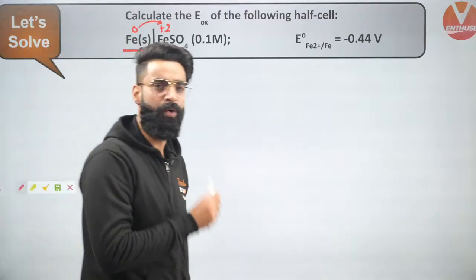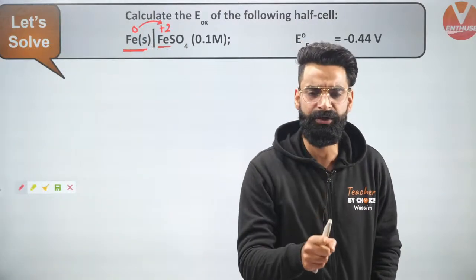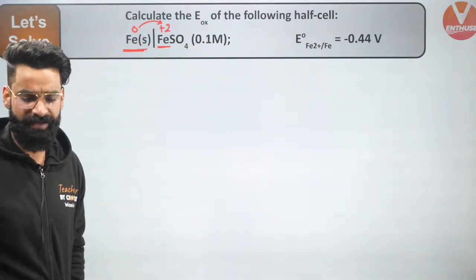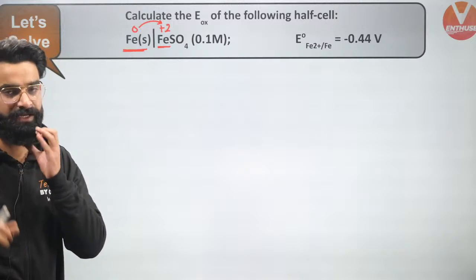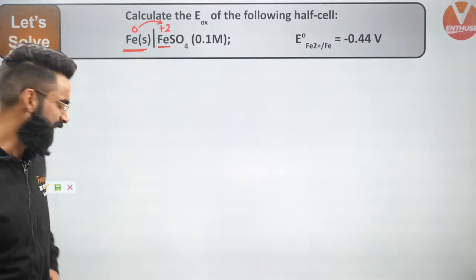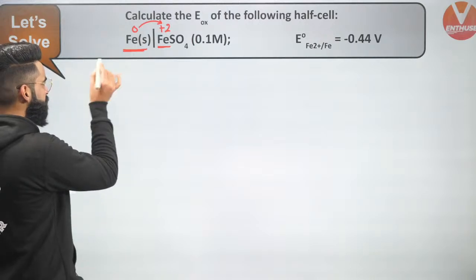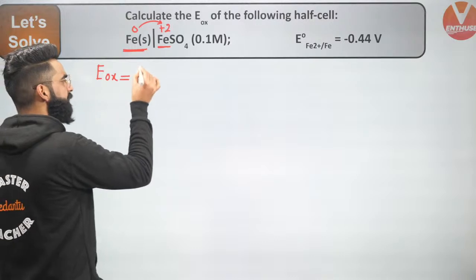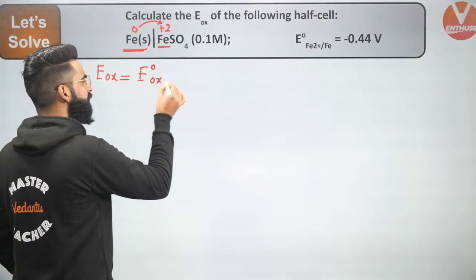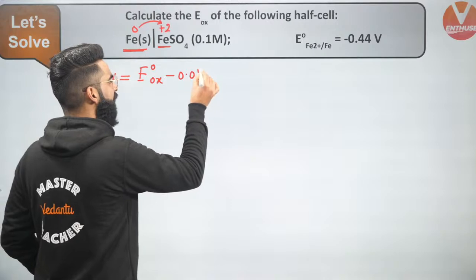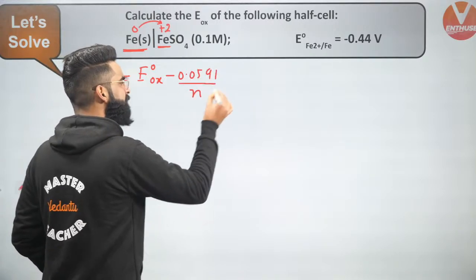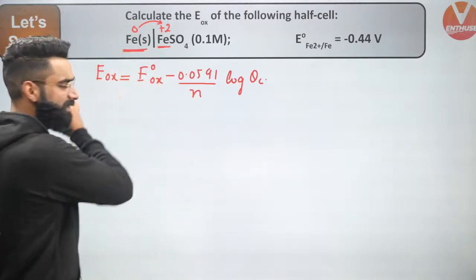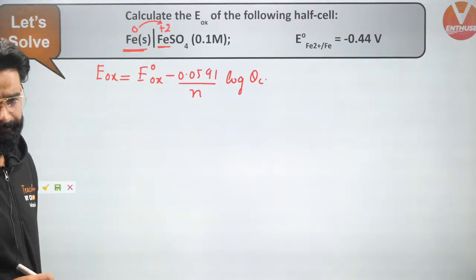Remember, whenever we are supposed to calculate the oxidation potential or reduction potential of any electrode under non-standard conditions, I will always be using the Nernst equation, okay? And what will be my Nernst equation all about? The Nernst equation right now will simply be: oxidation potential of the electrode is equal to standard oxidation potential of the electrode minus 0.0591 divided by n, times log of Qc. Now, what these terminologies are in this equation, we need to understand that, yeah?